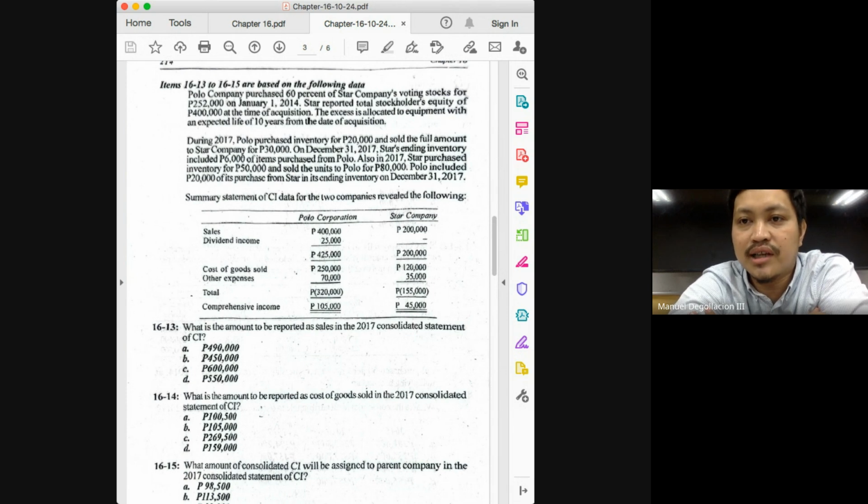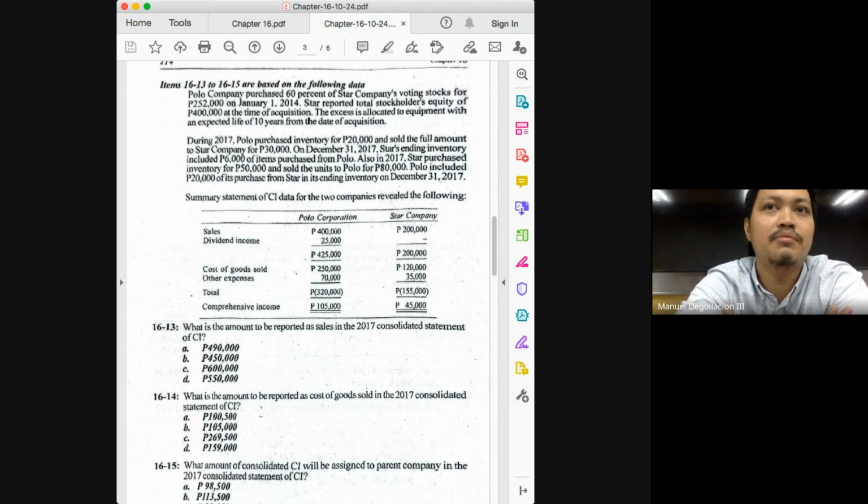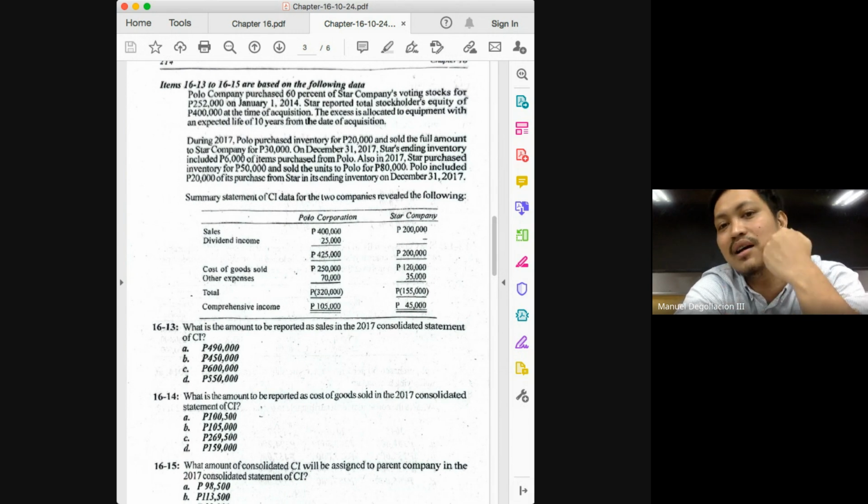Polo company purchased 60%. Star reported the excess is allocated. Okay, we have an excess in this problem, class. Take note. During 2017, Polo purchased inventory for 20,000 and sold the full amount to Star Company for 30,000. Okay. For some reason, class, some students would think that this is an upstream transaction. Because what's the first part of the sentence, class? Polo purchase, and that's it. They will not continue reading. They would think this must be upstream. The source must be the subsidiary, class, but that is incorrect.